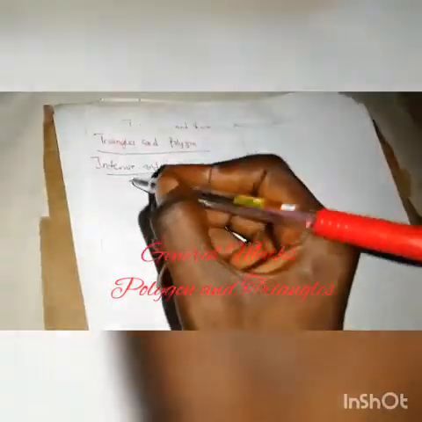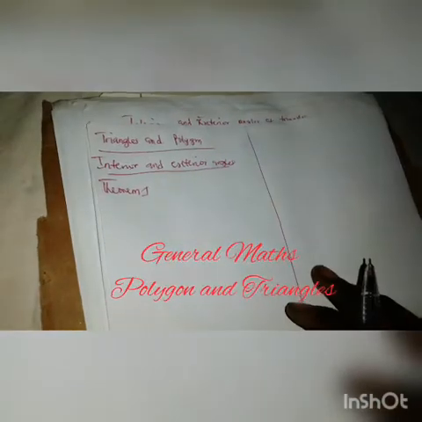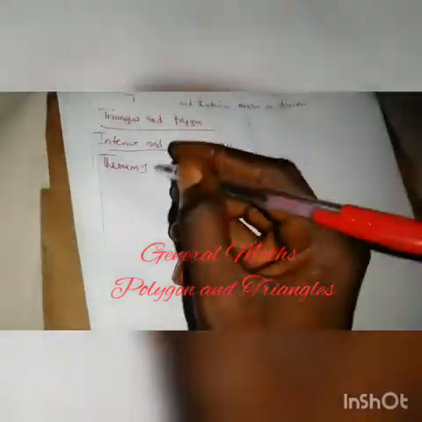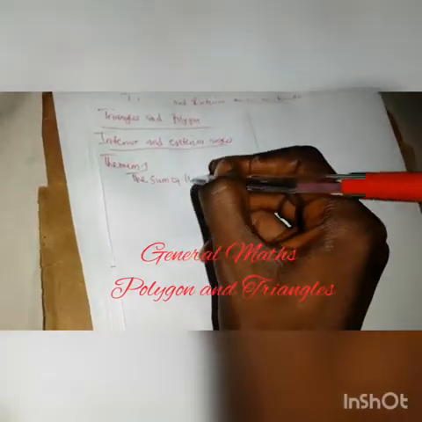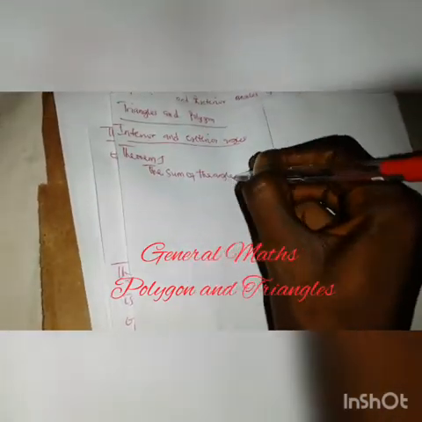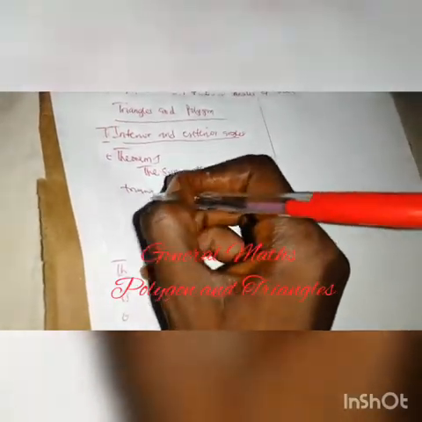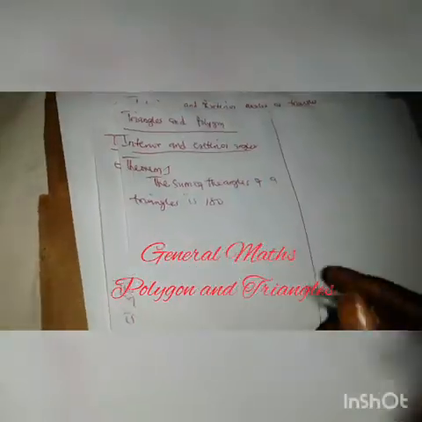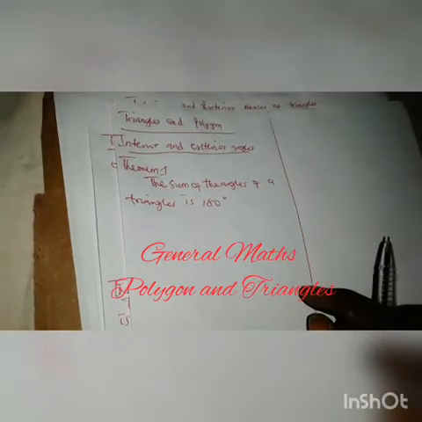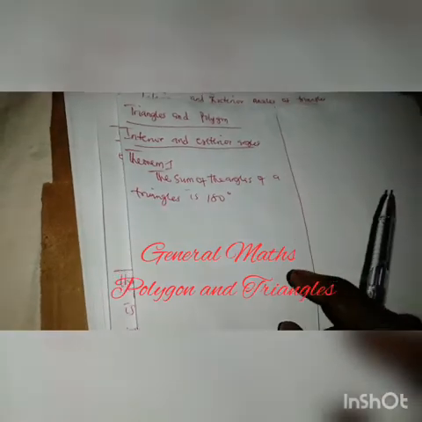So let me call the first rule theorem 1. Please, the theorem number is not important. What is important is the theorem. The theorem is the sum of the angles. When it comes to triangles and polygons, this is always the simplest of all. The sum of the angles of a triangle is 180 degrees.